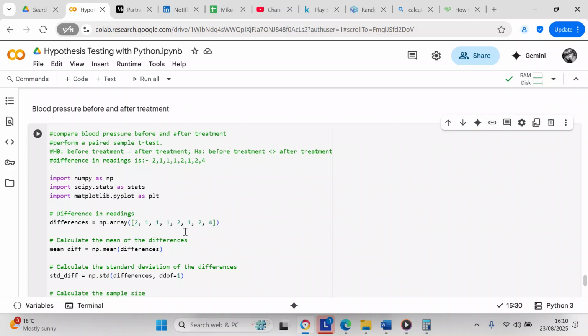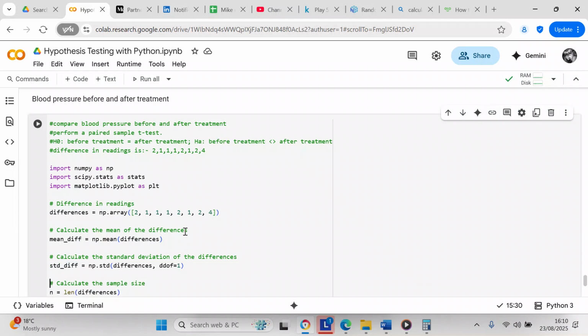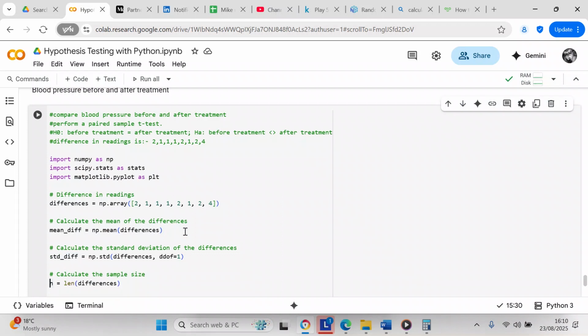We're going to calculate the mean of the differences: mean_diff equals np.mean(differences). We're going to calculate the standard deviation of the differences: std_diff equals np.std(differences, ddof=1), where the degrees of freedom adjustment is 1. We're going to calculate the sample size, which is the length of differences: 1, 2, 3, 4, 5, 6, 7, 8. So your sample size is 8.